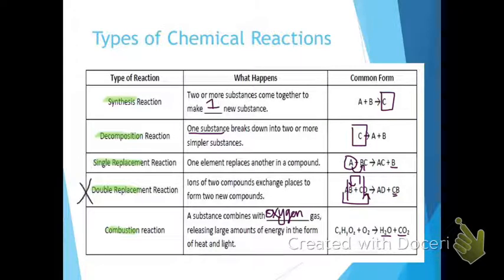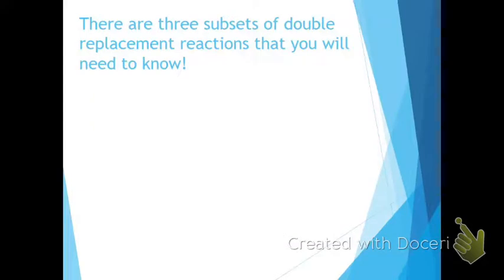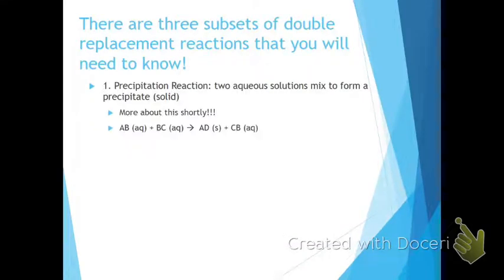Within this double replacement subsection, that's probably the most important part for AP Chemistry, and there are three different types of double replacement reactions that we need to be able to recognize as well. The first type is a precipitation reaction.